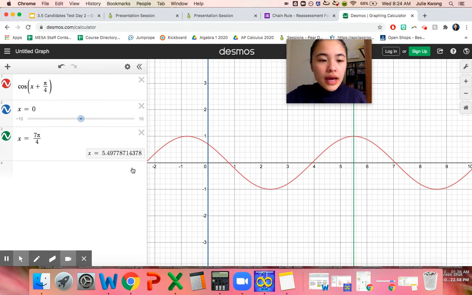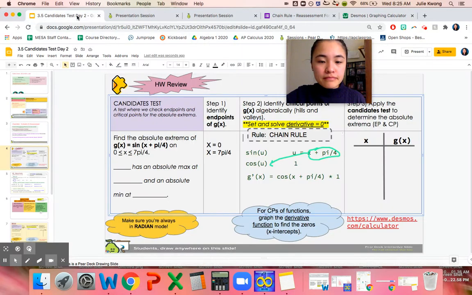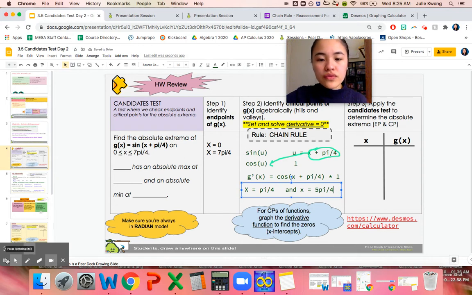And what we need to do now is find where the critical points are by finding the zeros of this graph. So it looks like one of the zeros is right here at pi over 4. And another zero is at 5 pi over 4. So we're going to go ahead and write that as our critical points. And you can just write pi as pi. There we go, we have our critical points.